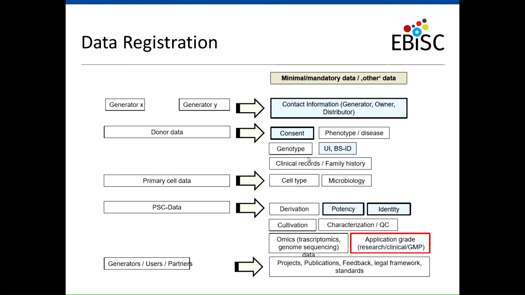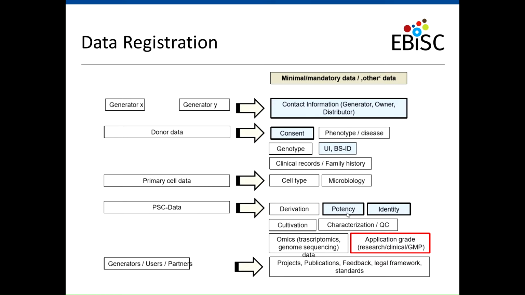All the other data we also collect or are able to collect, like phenotype of the donor, genotype, family history, clinical records, but they are not part of this minimal information criterion we need. Then we collect also source cell data or primary cell data, like for the fibroblast, a cord blood cell, something else, and data on microbiology of the donor and of the primary cell. And then the pluripotent stem cell data themselves.